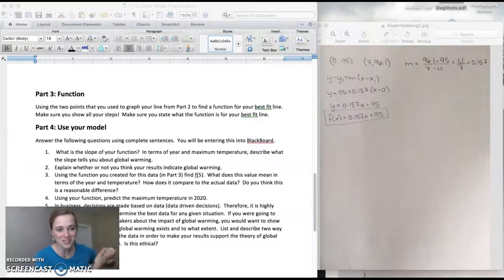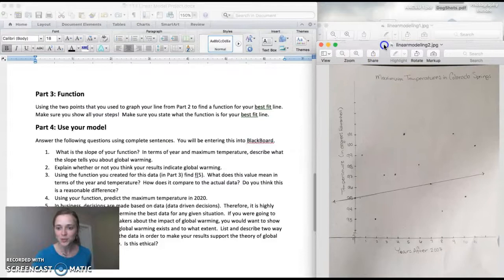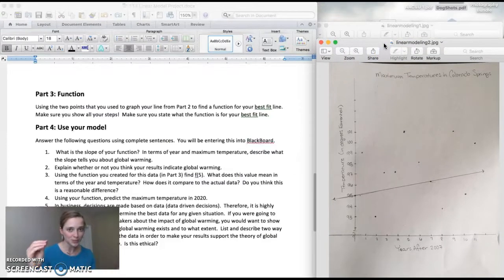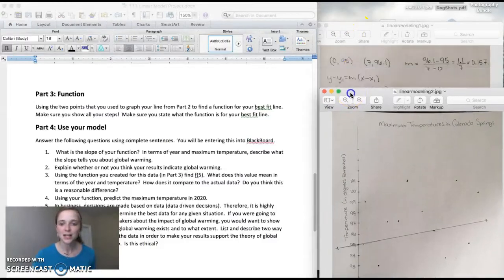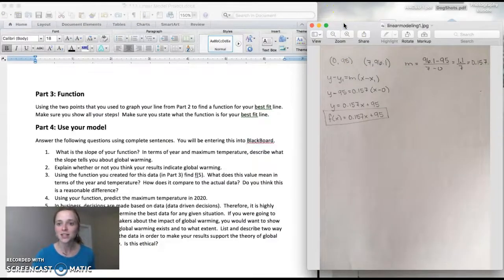Okay, that means that we're actually on to step 3. Step 3 is finding the function that your line gives. So I had a straight line, right? This guy, from all the points, I decided on those 2 points to put the straight line through. So I need to be able to come up with an equation. So I went ahead and did that here.